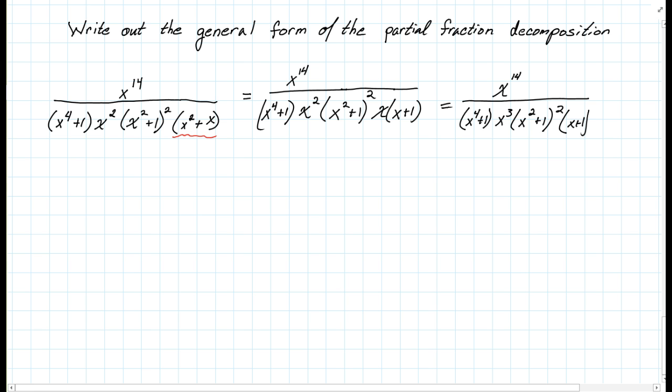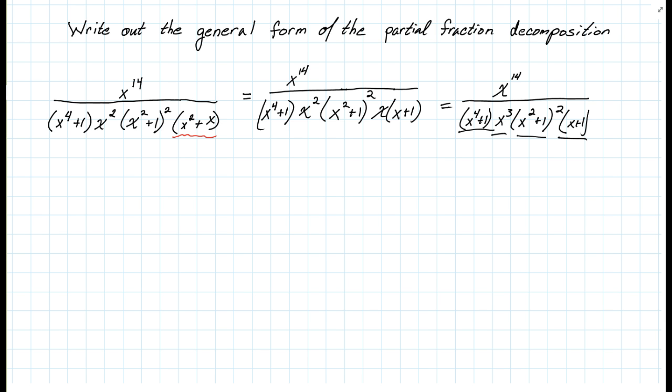All right, so next we need to consider the degree of the numerator and denominator. The degree of the numerator isn't hard to figure out, it's 14. But the degree of the denominator takes a little bit more work. We have a degree 4 polynomial times a degree 3 polynomial. So we're at degree 7. And then we have a degree 2 polynomial squared, and that gives us a degree 4 polynomial. So we're at 11, and then times another degree 1 polynomial. So we have degree 12 in the denominator.